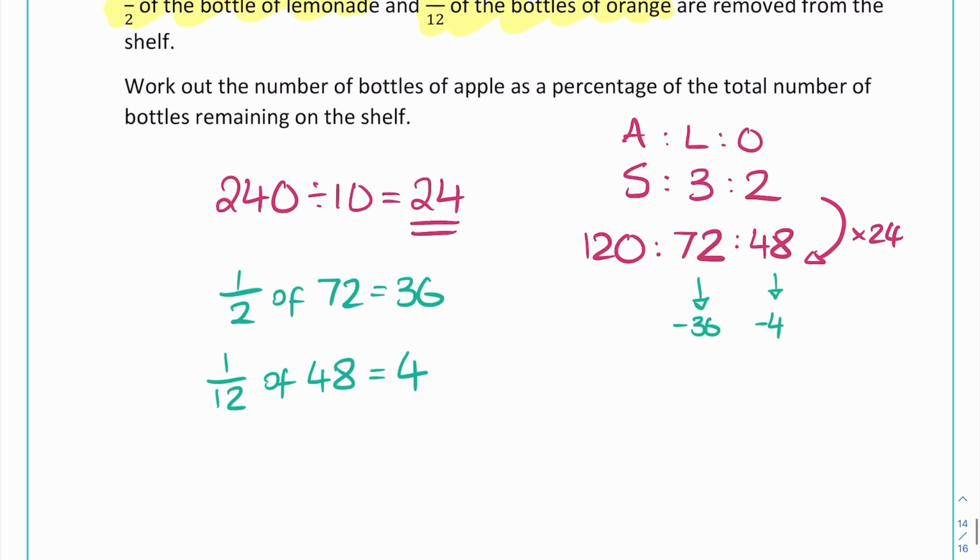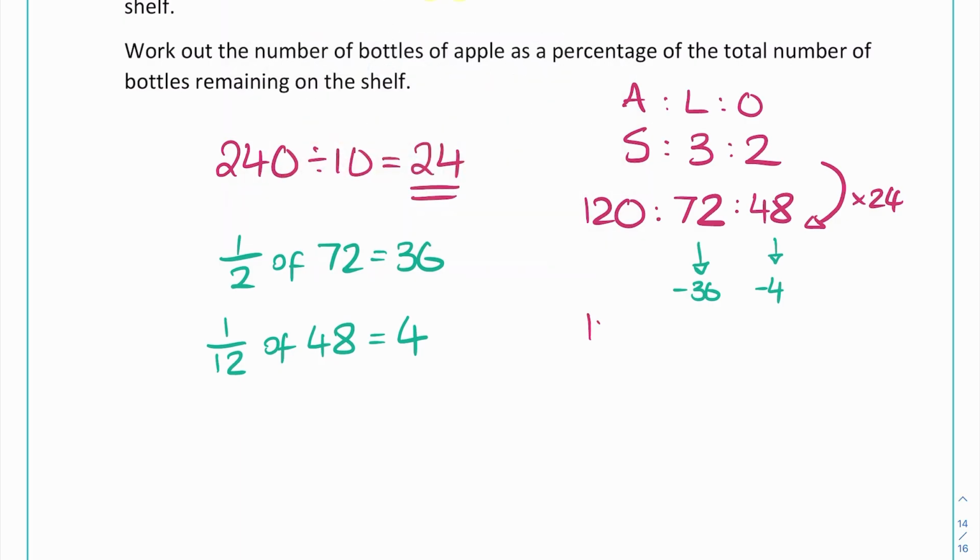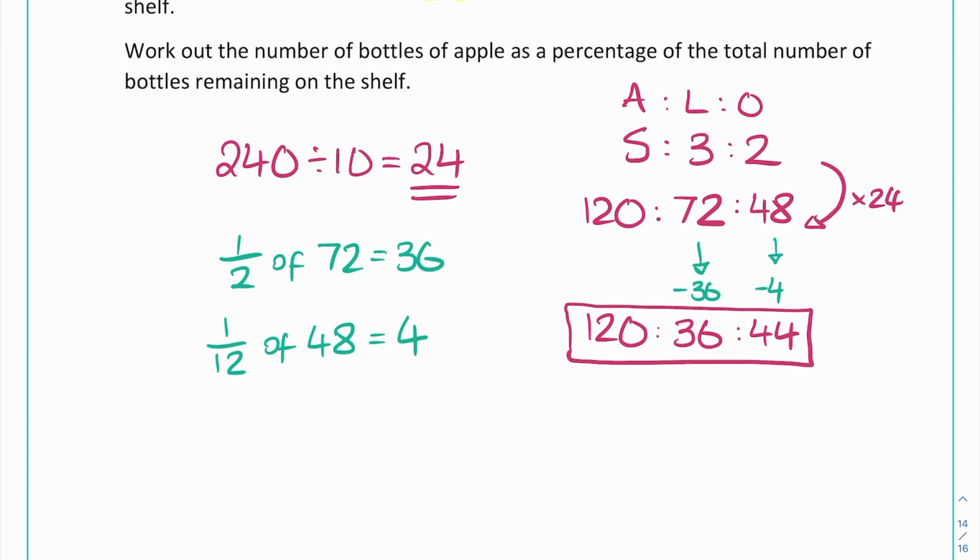It says work out the number of bottles of apple as a percentage of what's left. So we've got 120 apples still. We have got 36 bottles of lemonade, because that's half of 72. And we are going to have 44 orange, 48 take away 4. So that's how many bottles we have left on the shelf.